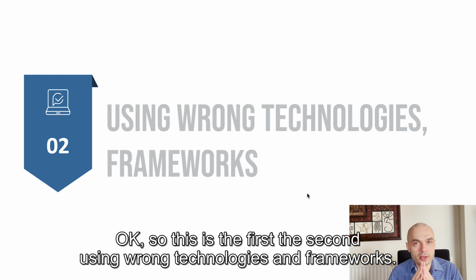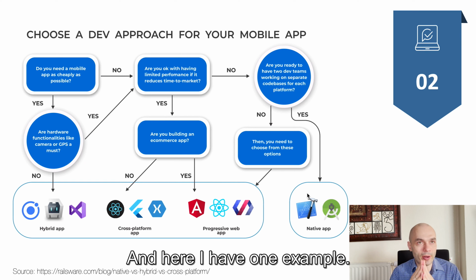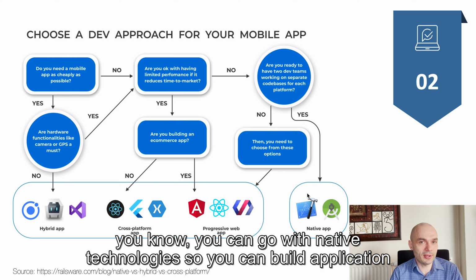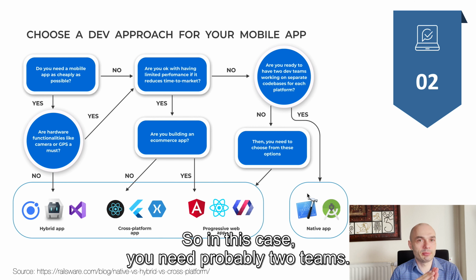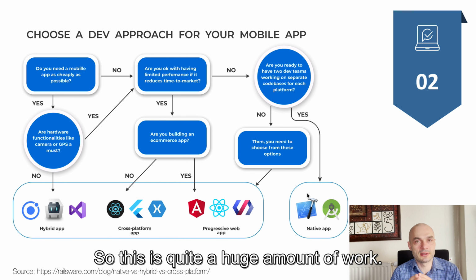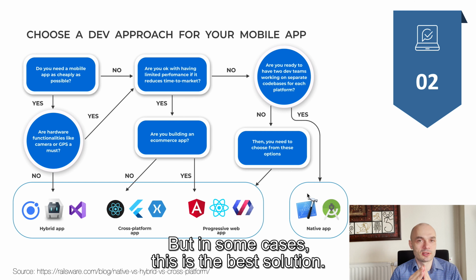The second, using wrong technologies and frameworks. And here I have one example. Let's imagine that you are building a mobile application, and as probably you know, you can go with native technologies, so you can build an application for iOS and then a second application for Android, but it's not efficient. In this case you probably need 2 teams. You need to synchronize requirements between them, features and everything. So this is quite a huge amount of work, but in some cases this is the best solution.